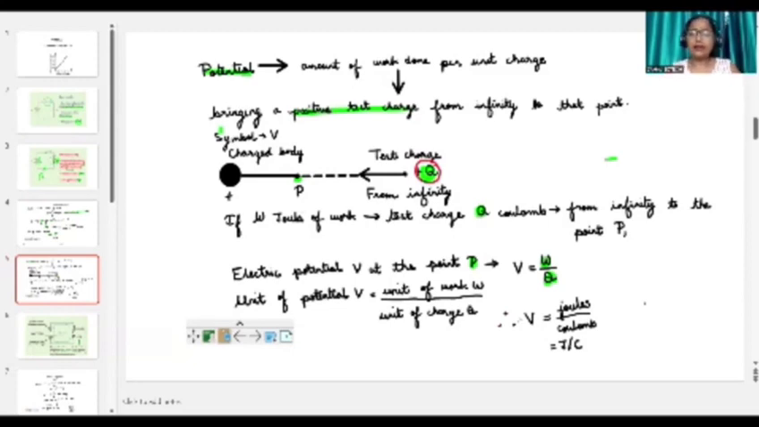So, what will be the electric potential V at the point P? It will be equal to W by Q. So, what will be the SI unit of potential? It will be the unit of work, which is joule, divided by the unit of charge, which is coulomb. So it will be joule per coulomb, as you can see here.